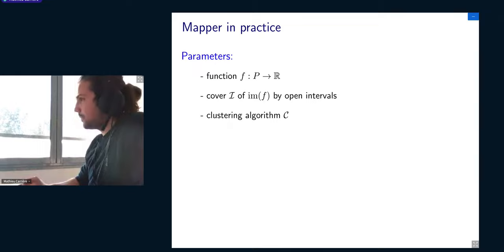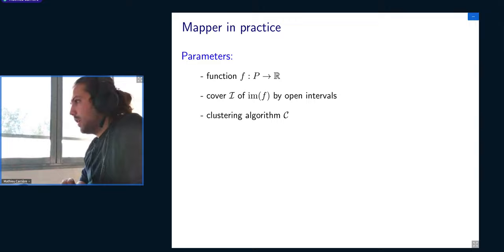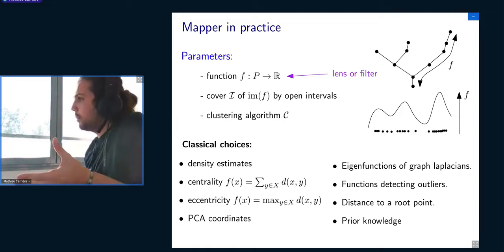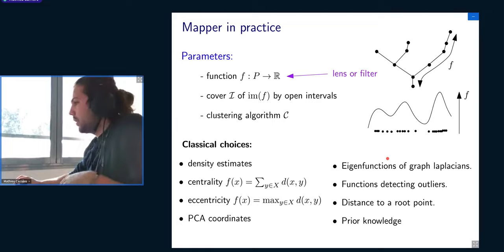All right, so I'll have a few words about the parameters just before showing you how it actually can be computed. So in practice, as I said, you need a function, you need the cover, and a clustering algorithm for the connected components. For the function, there is no canonical choice. If you have no idea about the data, usually people like to use eigenfunctions of a principal component analysis. Otherwise, it's mostly prior knowledge, like a function that you know is interesting to look at on your data. There are a few other generic functions that you can use, but most of the time, like 90% of the time, it's either PCA or prior knowledge.